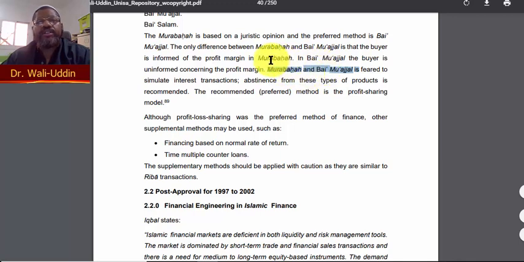Murabaha, set profit sale, and I'll go ahead and tell you now, it has conditions. Conditions is that the cost must be known to the buyer as well.